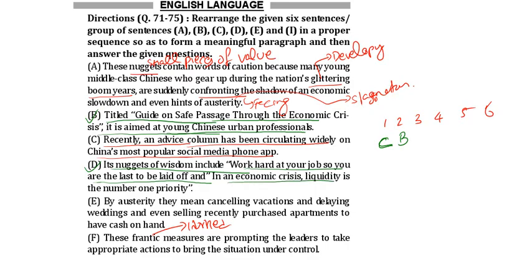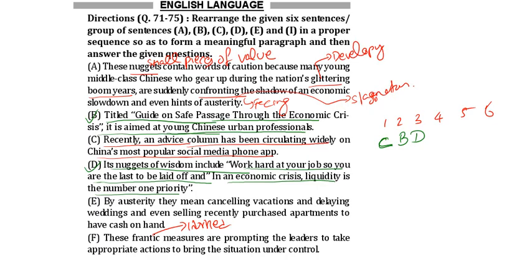And in economic crisis, liquidity is the number one priority. What is the meaning of liquidity? Having the money with you, having the money in hand, is most important in times of economic crisis. So D is the next one.